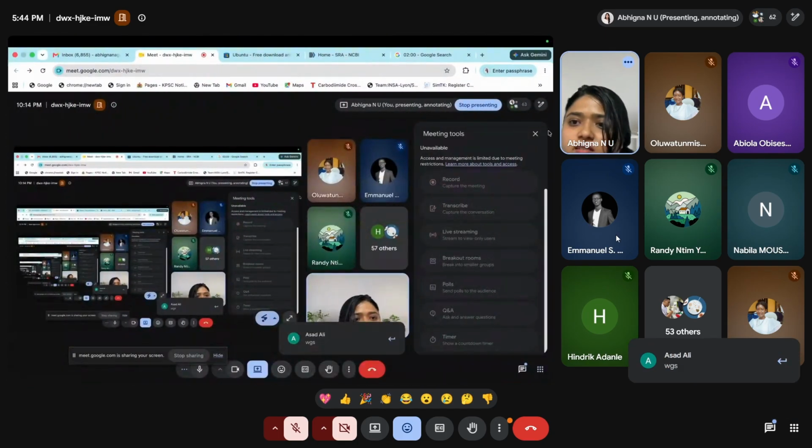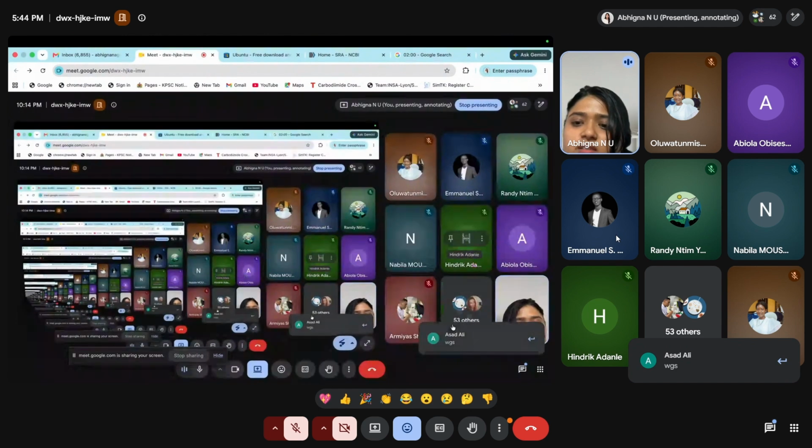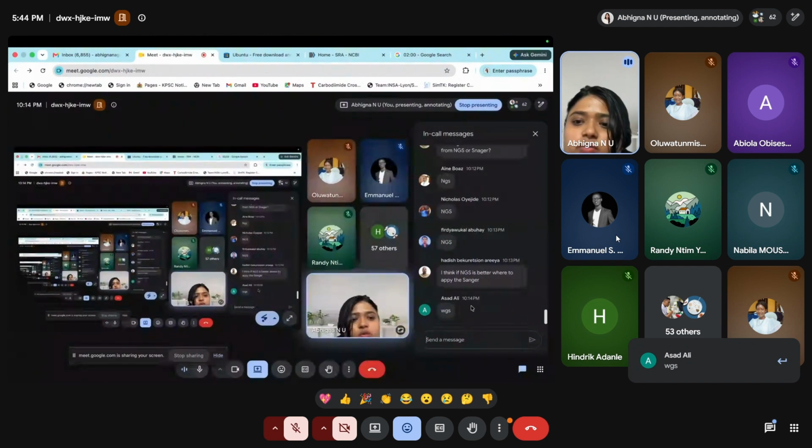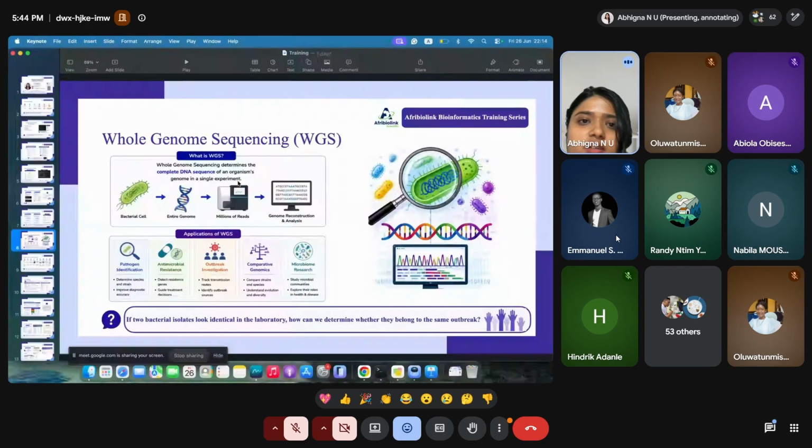Yes, whole genome sequencing. Yes, you are right. We go for whole genome sequencing.